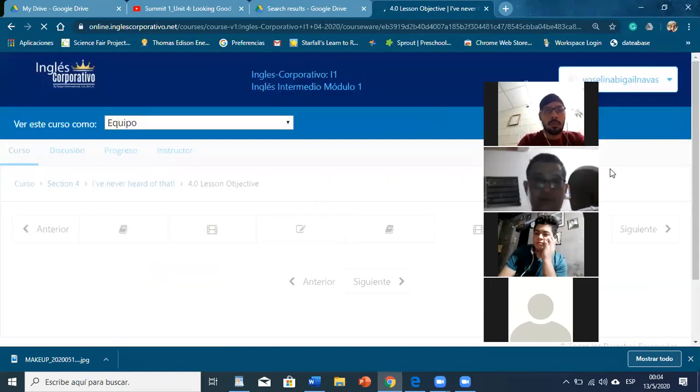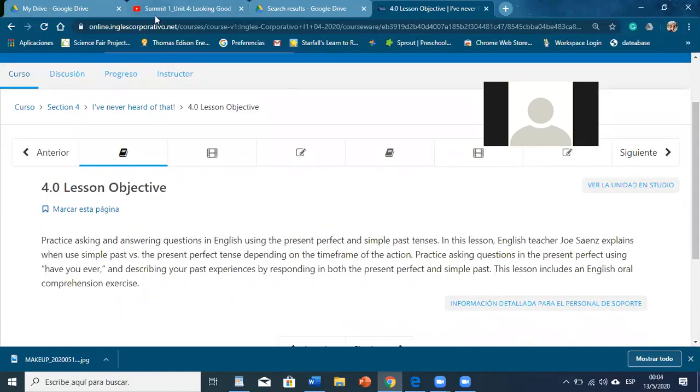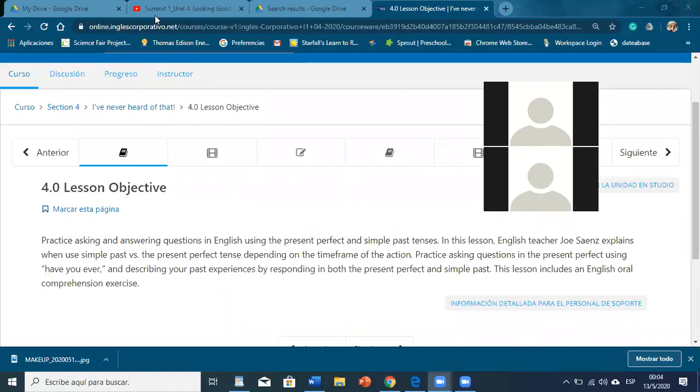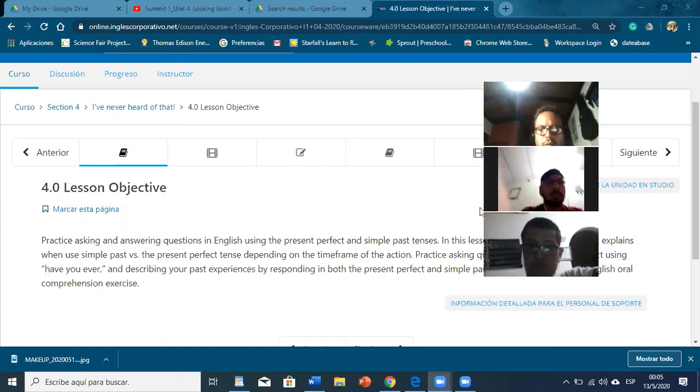Okay, we're going to begin section 4. Fernando Lopez, can you read the objective, please? Section 4, practice asking and answering questions. Okay, again, guys, can you see section 4.0 lesson objective? Is it me or is it Jose? Jose, I think you have a delay. So, Jose, can you read this part, please?